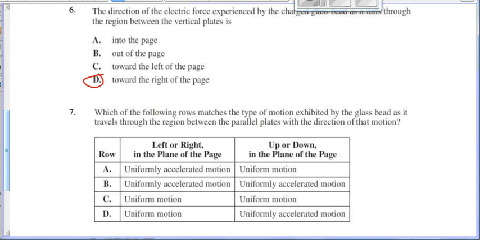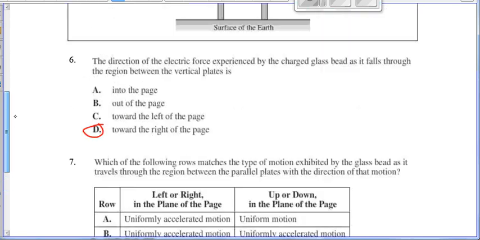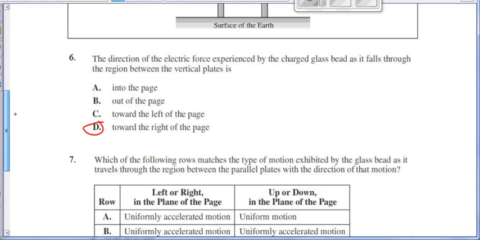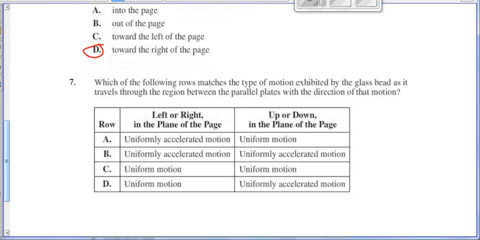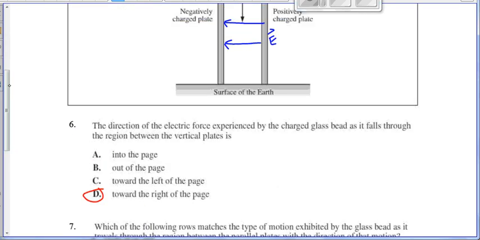So the horizontal motion, left or right, what kind of motion would it be? Would it be uniform motion or accelerated motion? In other words, is it going at a constant speed horizontally or is it accelerating horizontally? Who said constant speed? Who said accelerating horizontally? Okay, yeah, it's accelerating horizontally, and we know that because there's an electric force. If there's a force, there's an acceleration. So it's going to be either A or B.